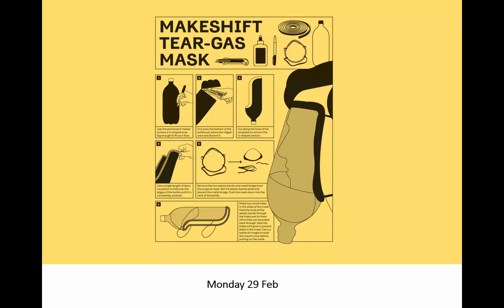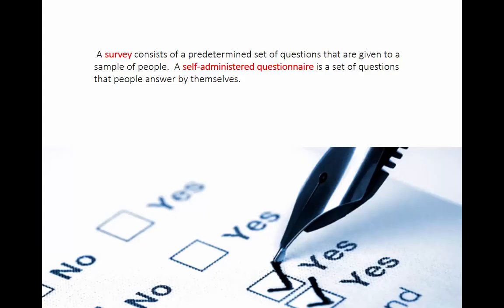But today I want to make you aware of certain issues that we have when we ask people questions. Okay, so first of all, just to get the definition right here, a survey consists of a predetermined set of questions that are given to a sample of people. A self-administered questionnaire is a set of questions that people answer by themselves. Right? So basically what I've been doing with you guys here all the time, these are mini surveys. I run mini surveys with you twice a week, you type in something, I have certain questions, and you type in something and I get some answers.